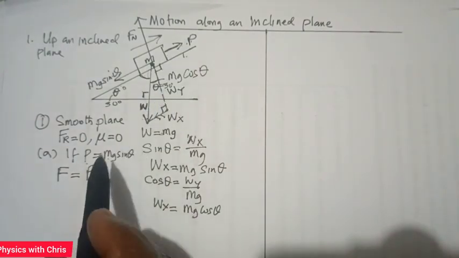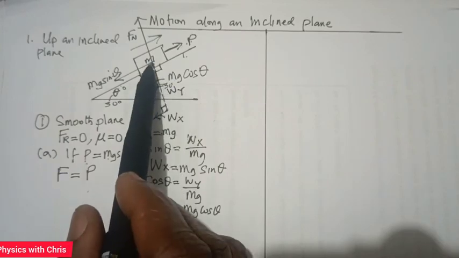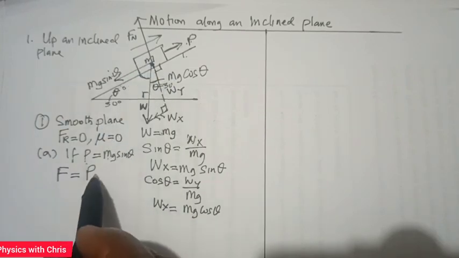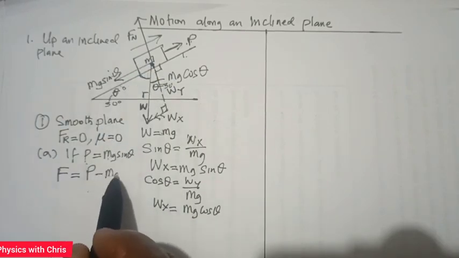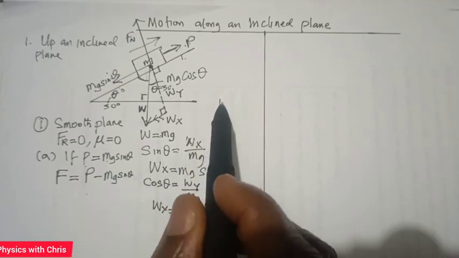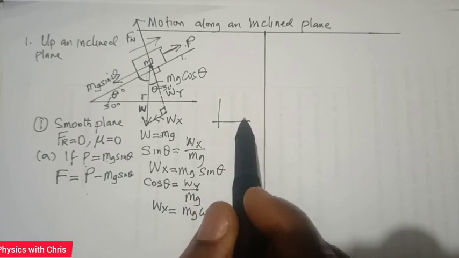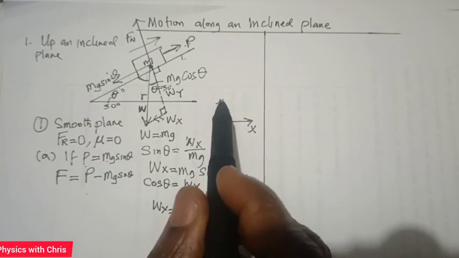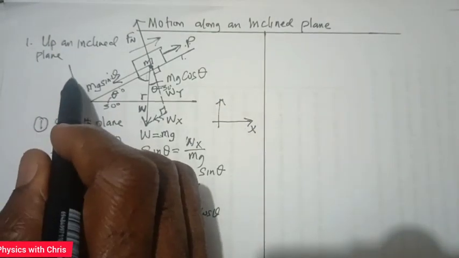So I give that positive, and then this one is moving against the direction of motion. I give that a negative sign. Or we can quickly draw our coordinate system. We have the x and the y coordinate system. This is my x, this is my y coordinate system. I can place it here.